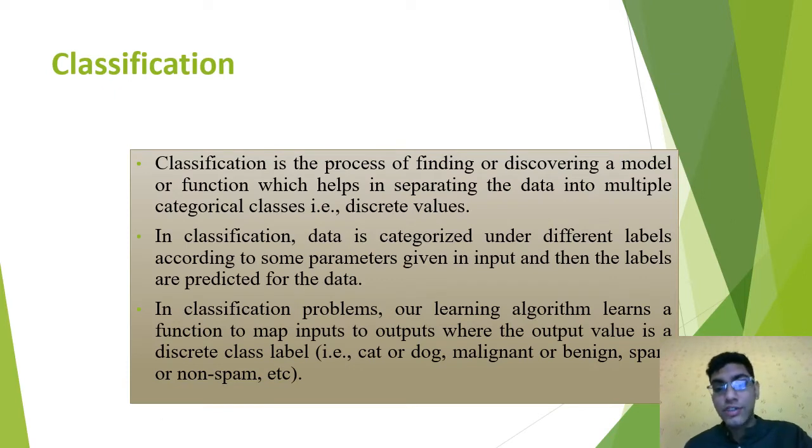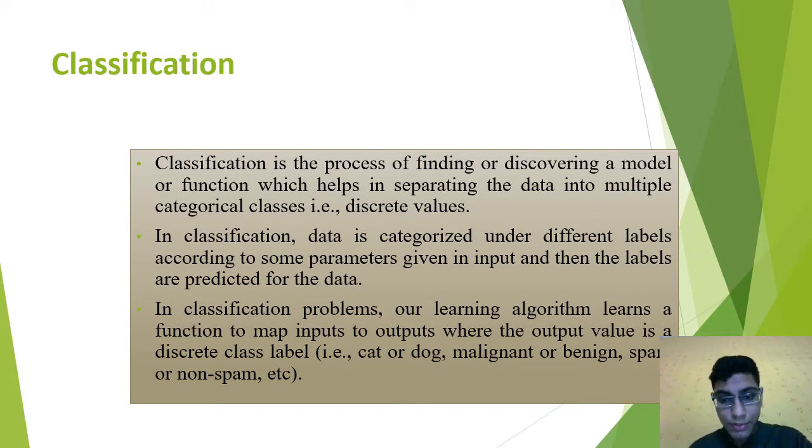So what is classification? As I have told you before in the second slide, classification is part of supervised learning and the discrete category. Classification is the process of finding or discovering a model or function which helps in separating the data into multiple categories, classes, discrete values. In classification, data is categorized under different labels according to some parameters given in input, and then the labels are predicted for the data.